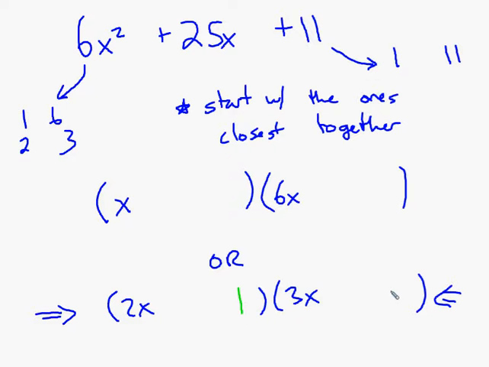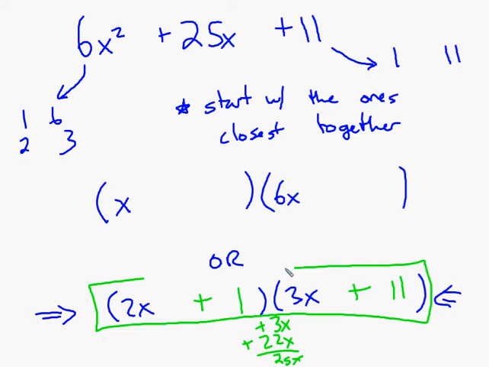So maybe the 1 is right here and the 11 is right there. So I test the middle, I get 3x. I test the outer, I get 22x. Can I add and subtract them to get 25? Actually, you can. Yes, I can. I can add them. So if they're both positive, I get my 25. So I'll put my positives, and that worked out. So that's our answer.